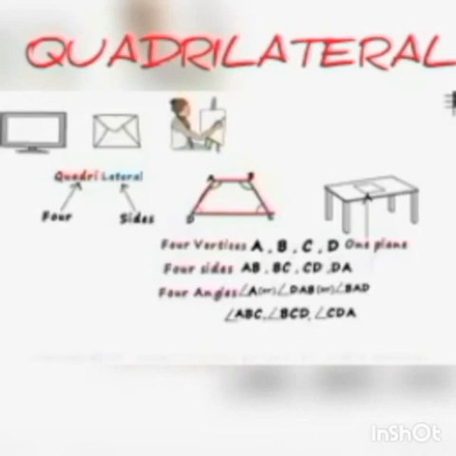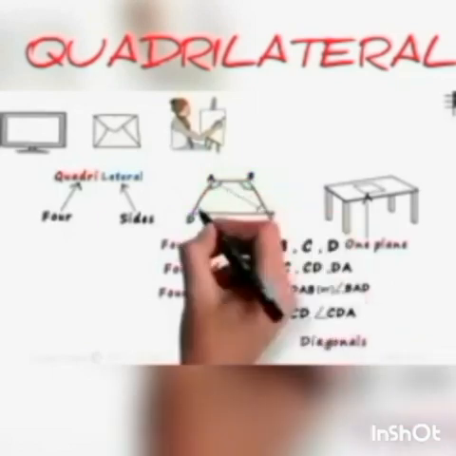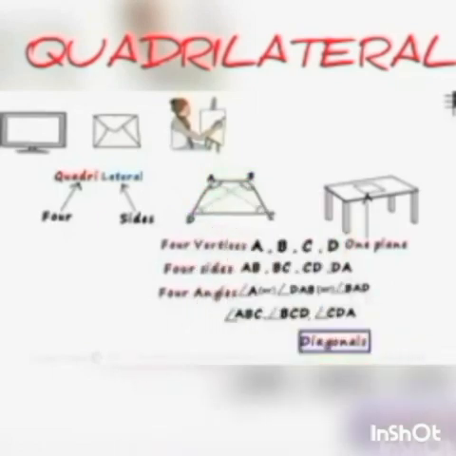Next basic concept: consider the vertices A and C. They lie opposite to each other. And the vertices B and D also lie opposite to each other. The lines joining opposite vertices are called diagonals. Here AC and BD are the diagonals.